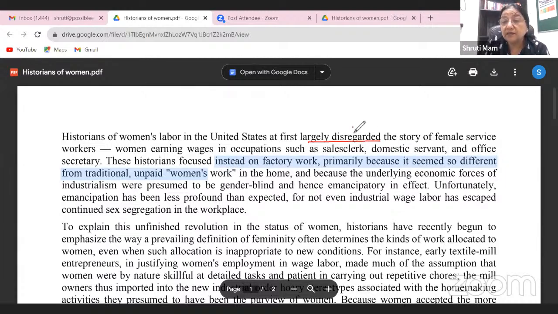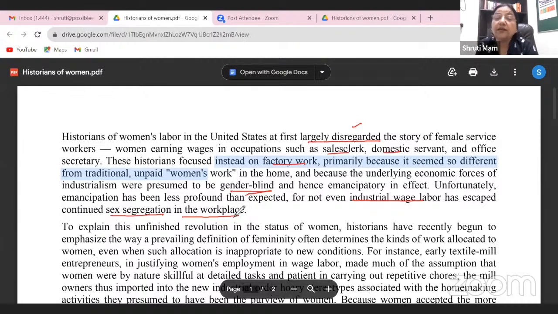So at first they largely disregarded these kinds of work, but they focused instead on factory work, primarily because it seemed very different from the traditional unpaid woman's work in the home. Industrialism was presumed to be gender blind, and hence emancipatory in effect. Unfortunately, emancipation has been less profound than expected, for not even industrial wage labor. So the topic is that there is sex segregation in the workplace.